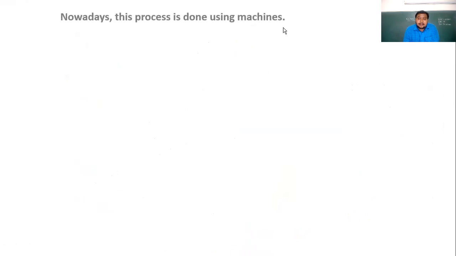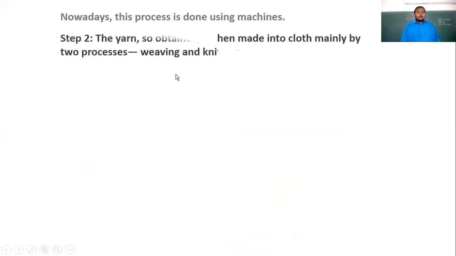But these are the traditional methods. These are old methods where spinning was happening by using a spinning wheel or hand spindle. But nowadays, the spinning process is done using large machines. By using large machines, in step 1, we get the threads from the fiber.